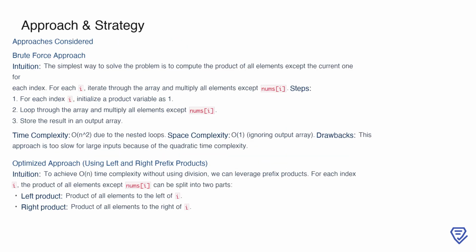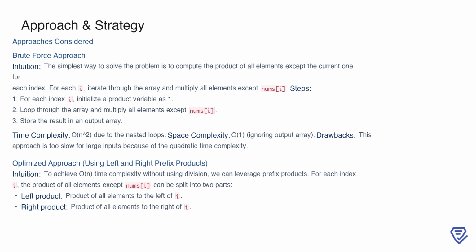To tackle this problem, let's first consider a brute force approach. The idea here is straightforward. For each index in the array, we calculate the product of all elements except the one at that index. This can be done by initializing a product variable for every index and iterating through the array to multiply all elements except the current one.